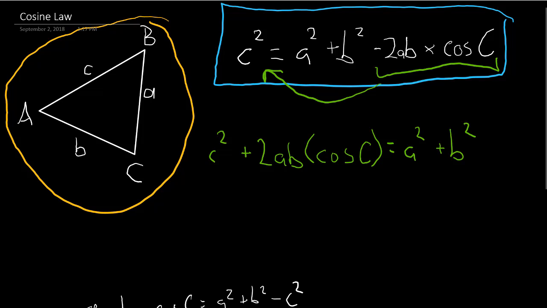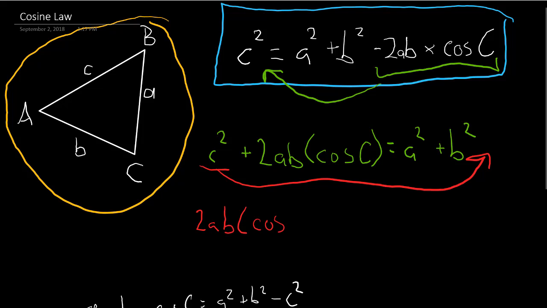Our next step is to try and isolate the cos. So we're going to bring c over to here, and because it's a positive, changing to a negative, it's going to be 2ab cos of c equals a squared plus b squared minus c squared.